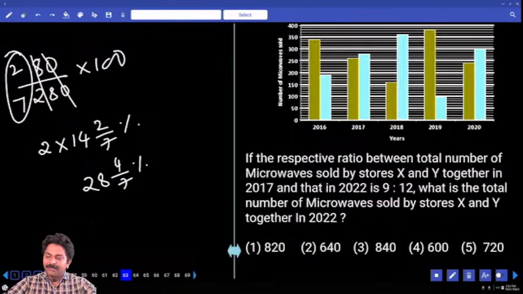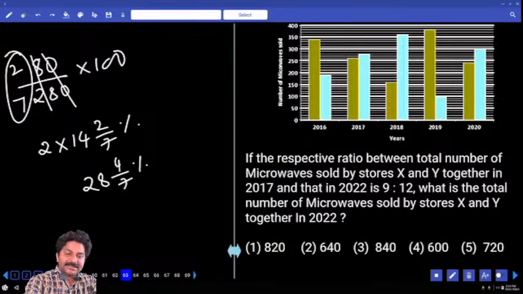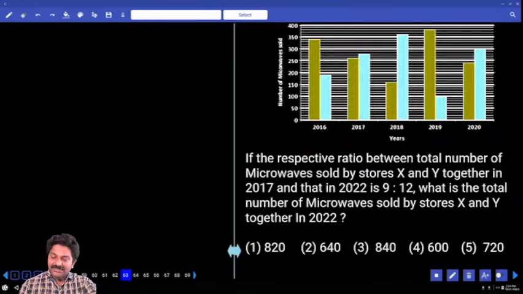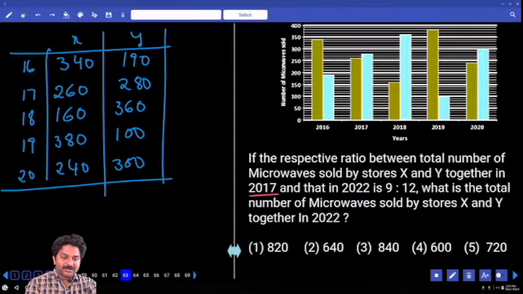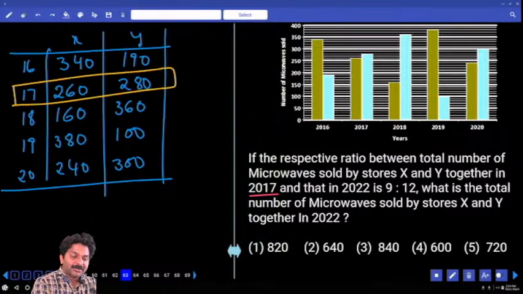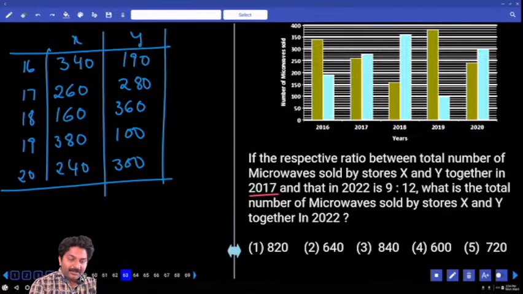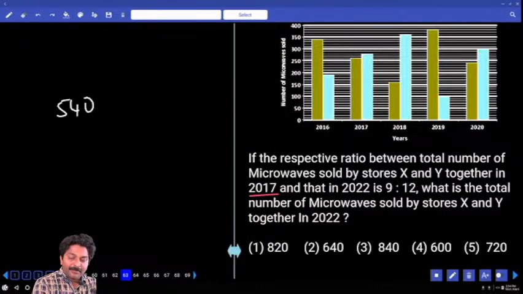If the respective ratio between total number of microwaves sold by stores X and Y together in 2017 and that in 2022 is 9:12, what is the total number of microwaves sold by X and Y in 2022? 2017 both together, which is 540 only. 540 is equal to how many parts? 9 parts. And we were asked to calculate.